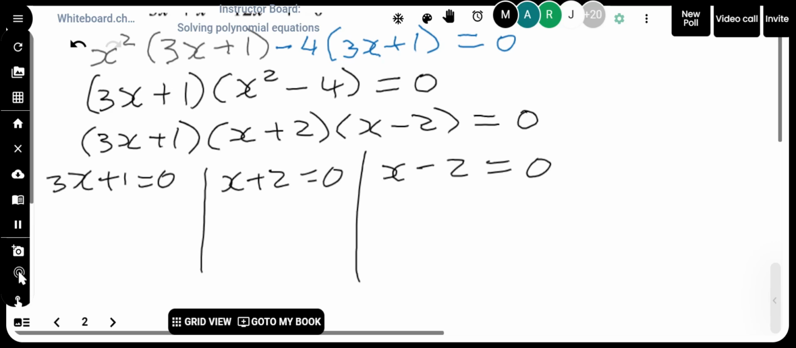Let's keep going. Well, this is not hard to solve. We know that if I do all the math on that, x is therefore equal to minus 1 over 3. And x is equal to minus 2, and x is equal to plus 2.